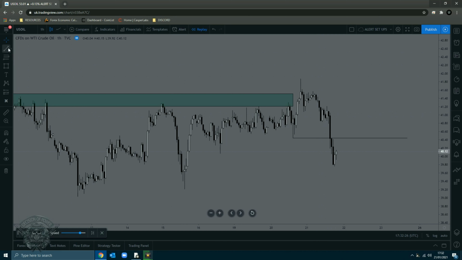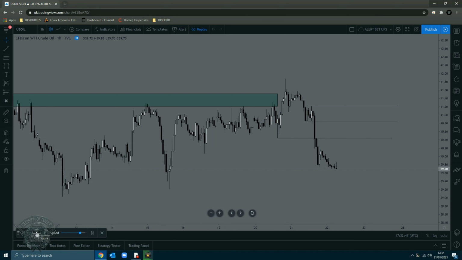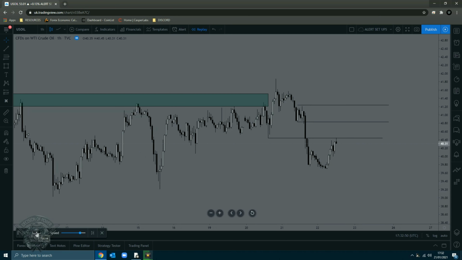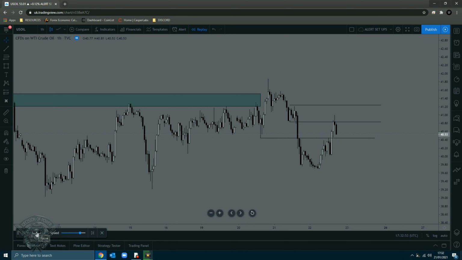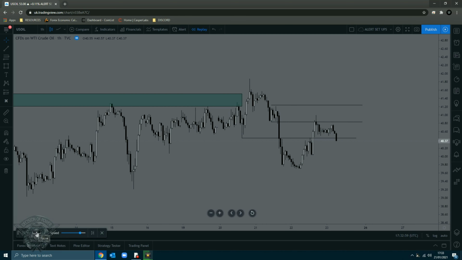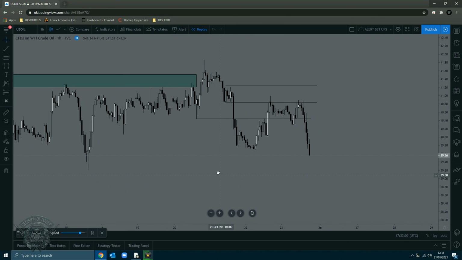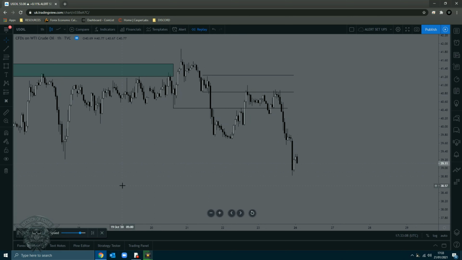So in this case, I'd be looking for an entry based around there, with the stop loss just above it. So that would be my entry, and that's the entry right there. That would be short. And then you can see it eventually rolls over.